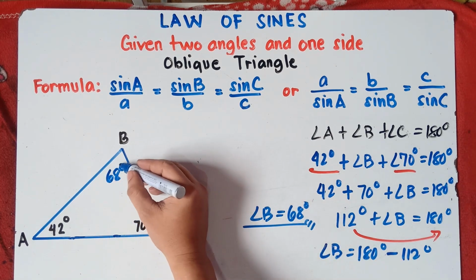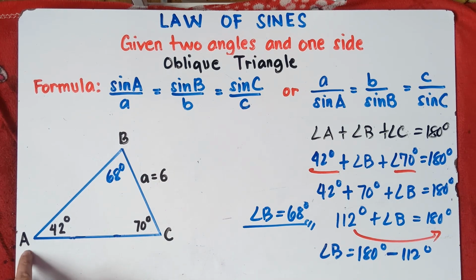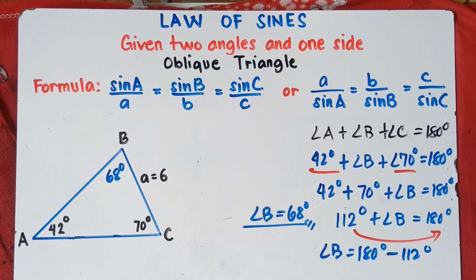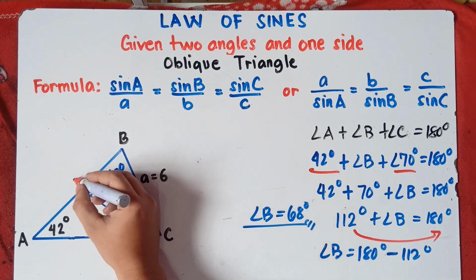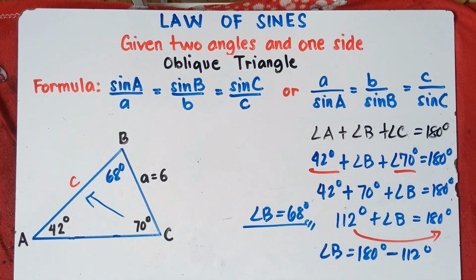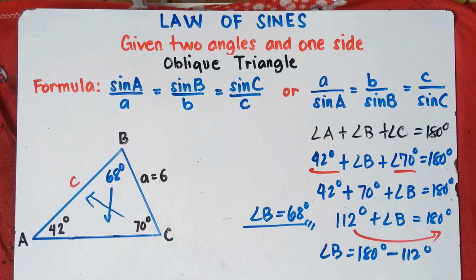Alright, so angle B is 68 degrees. Let's find the sides, class. Once again, if this is angle A, opposite of angle A is side A, that's correct. Opposite of this angle C will be small c or side C. Once again, class, for the sides, small letters; for the angles, big letters. Opposite of this angle B would be small b.